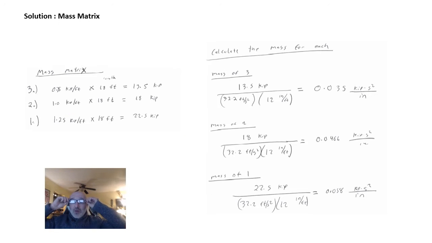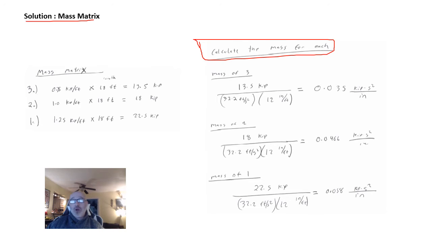So the first thing I want to do is establish what I am going to do to start the problem. What's my governing equation? What's my first step in the procedure for analysis? I'm going to solve for my mass matrix. But in order to solve for my mass matrix, I need to calculate the mass for each one of those, M1, M2, and M3. So how do I do that?